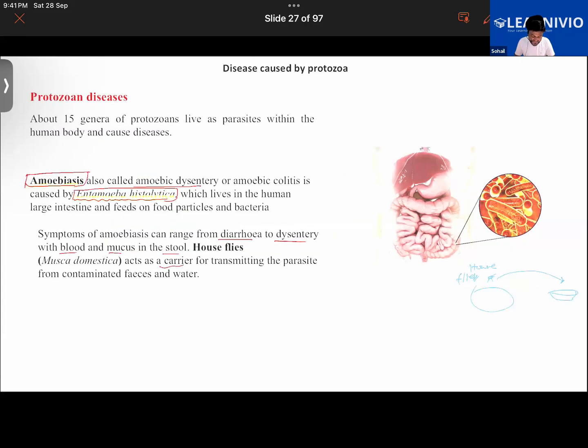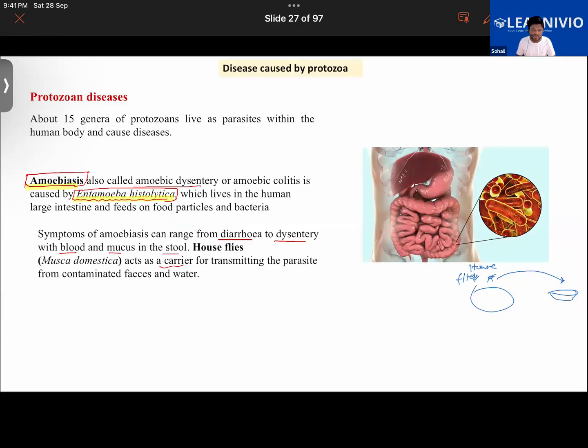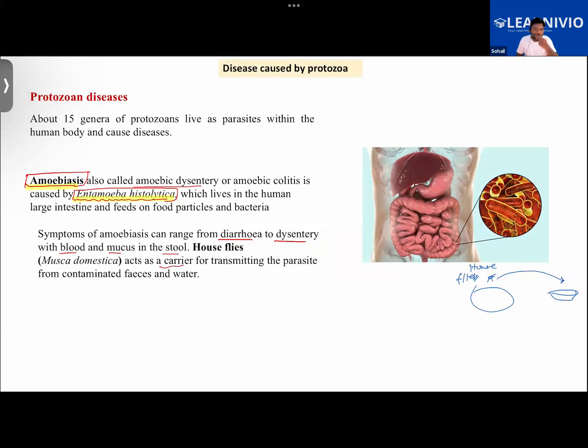Talking about the diseases caused by protozoans. There are different kinds of protozoans that live inside the human body, as many as 15 different kinds that live as parasites inside the human body. Remember, as I told you, some of them can live alone, while some of them live as parasites. So some of them are found inside our body as well.